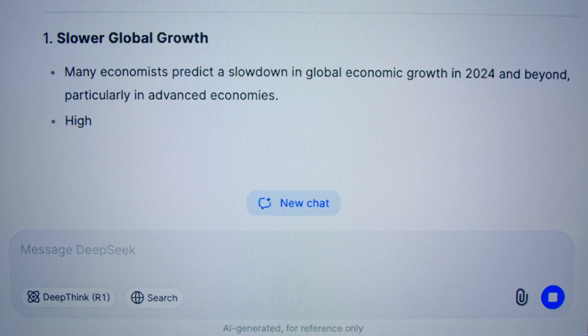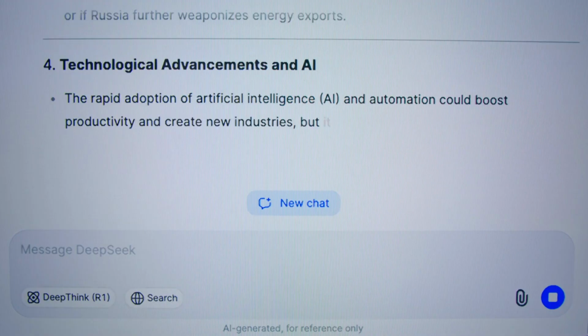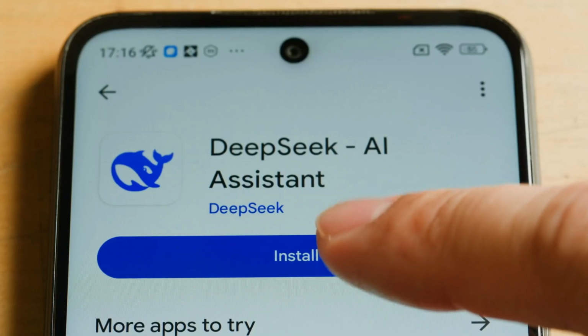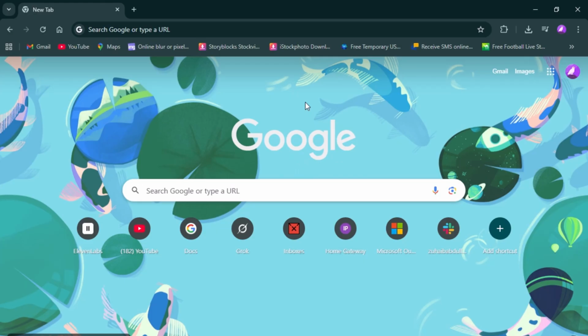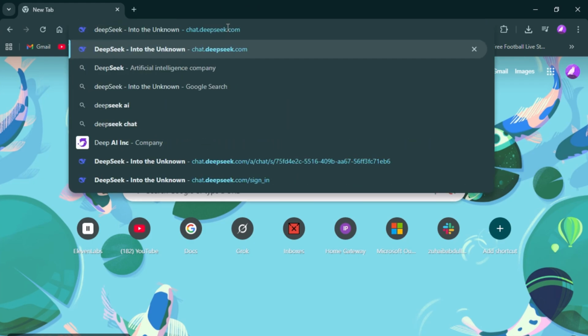What makes DeepSeek particularly valuable is its ability to process information from multiple sources simultaneously, giving you a comprehensive market perspective that would be difficult to achieve manually. To begin, open your preferred web browser and navigate to the DeepSeek website. Simply type deepseek.com into your address bar.